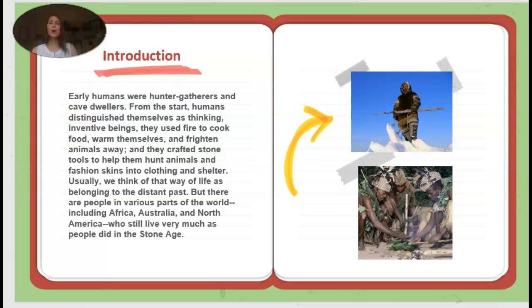Introduction. Early humans were hunter-gatherers and cave dwellers. From the start, humans distinguished themselves as thinking, inventive beings. They used fire to cook food, warm themselves, and frighten animals away. And they crafted stone tools to help them hunt animals and fashion skins into clothing and shelter. Usually, we think of that way of life as belonging to the distant past. But there are people in various parts of the world, including Africa, Australia, and North America, who still live very much as people did in the Stone Age.